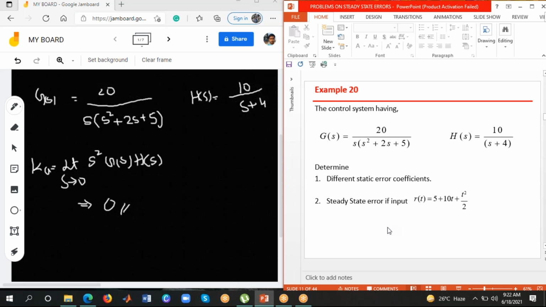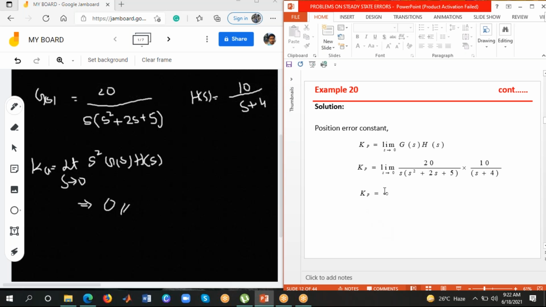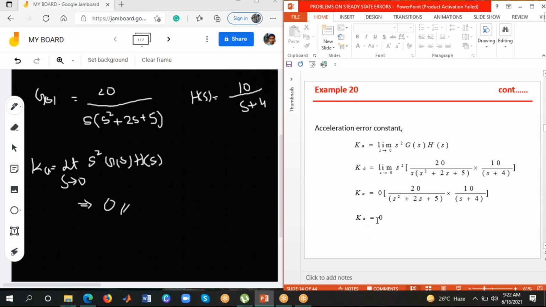So let me check our answer. So Kp we got infinity, Kv is 10, and Ka is 0. Right. So this is the way of solving that.